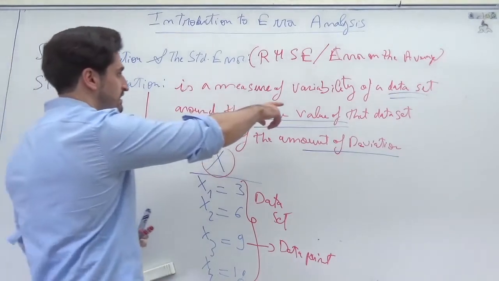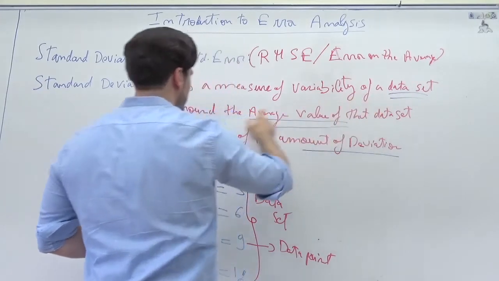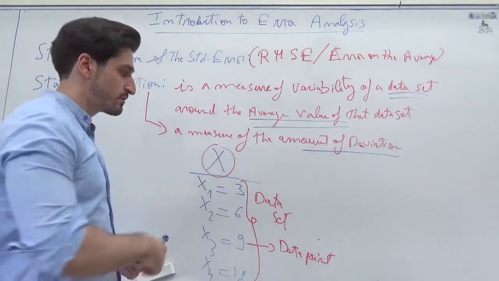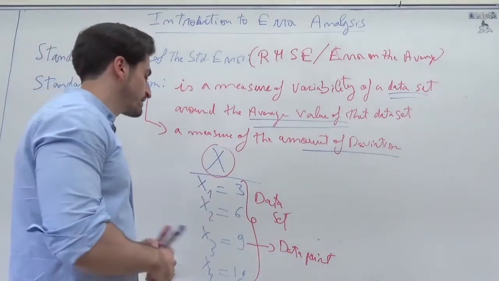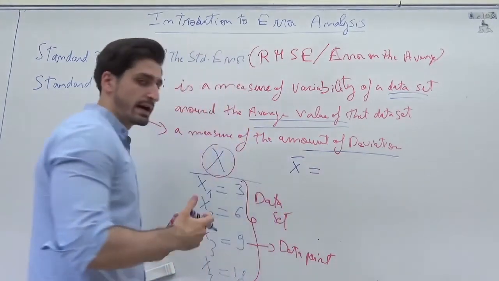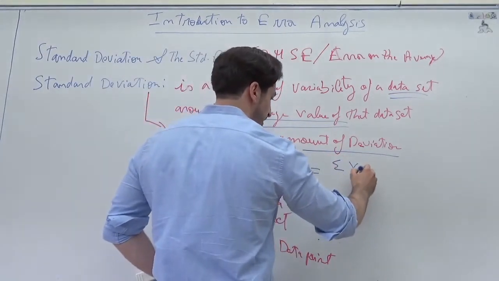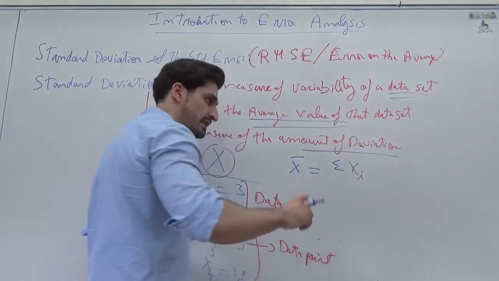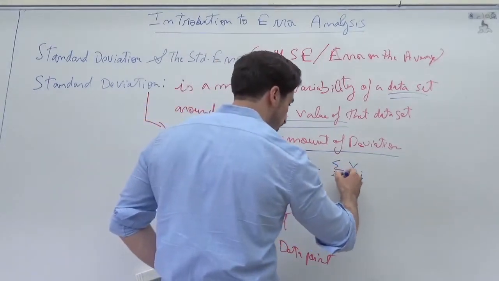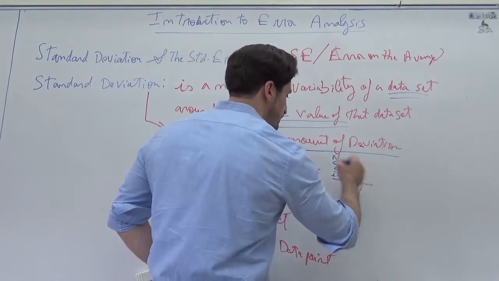Now going back to the definition, the standard deviation is a measure of variability of a data set around the average value. The average value of what? Of that entire data set. So the first step is to find the average value of that data set. In that case, x bar, which denotes the average, is equal to the summation of all the xi's, where the subscript i refers to the order of the measurement, so i can go from 1 until n number of trials, divided by the total number of trials n.